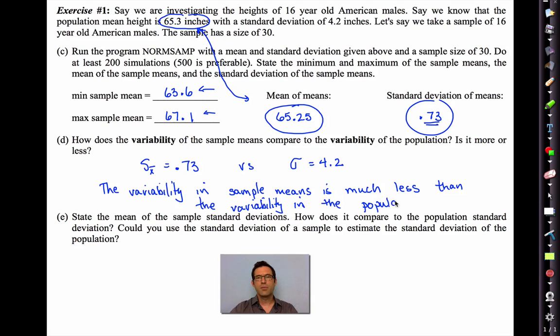Now, I want you to keep in mind what we are not saying here. We are not saying that the variability of any given sample is much less than the variability of the population. We'll maybe take a look at that in just a bit. But the actual variability in the means was much, much less. In other words, the sample means are much closer to the population mean than the individual data points within the population are. All right?